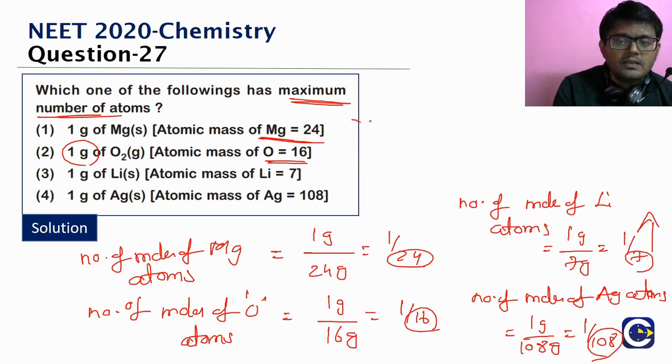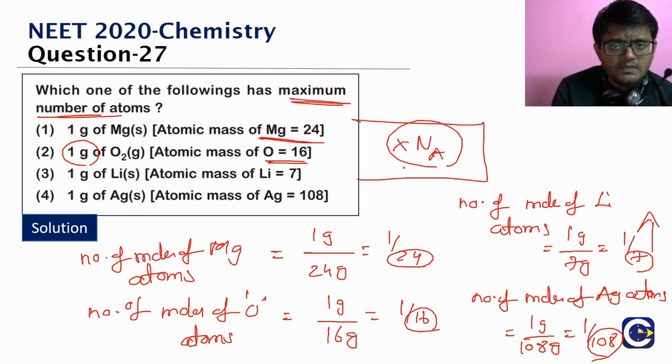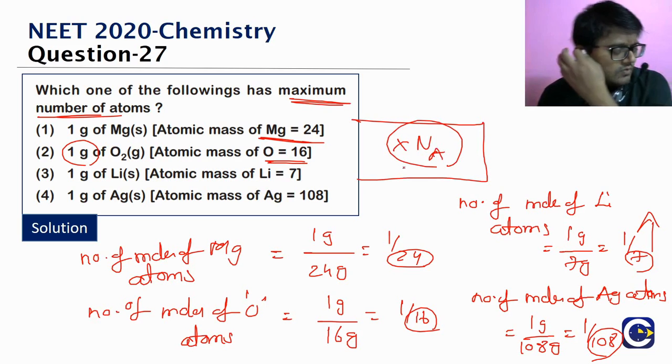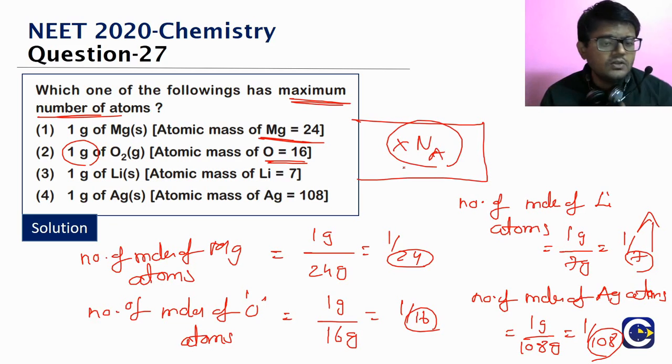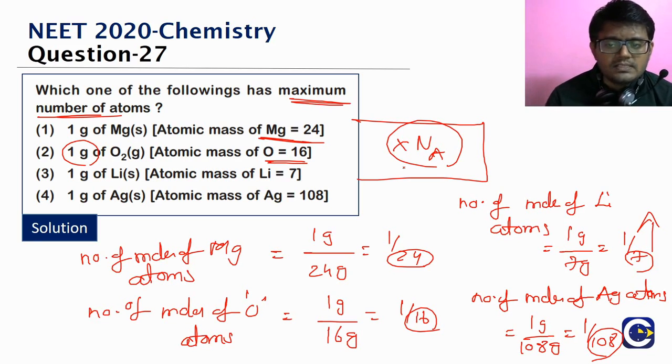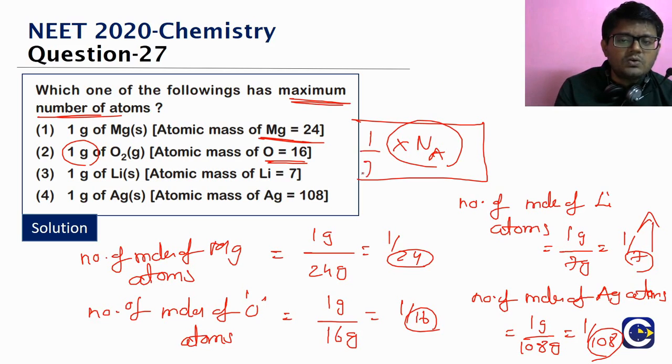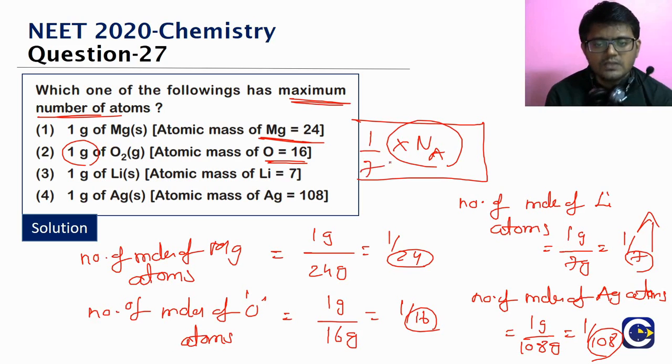Means the number of moles of atoms. If you multiply the number of moles of atoms with Avogadro number, you will get the total number of atoms. So if the number of moles of atoms is highest, the number of atoms also will be highest. If you want to find the total number of atoms of lithium, we do 1 by 7 into Avogadro number. So that will be the one that has the maximum number of atoms.